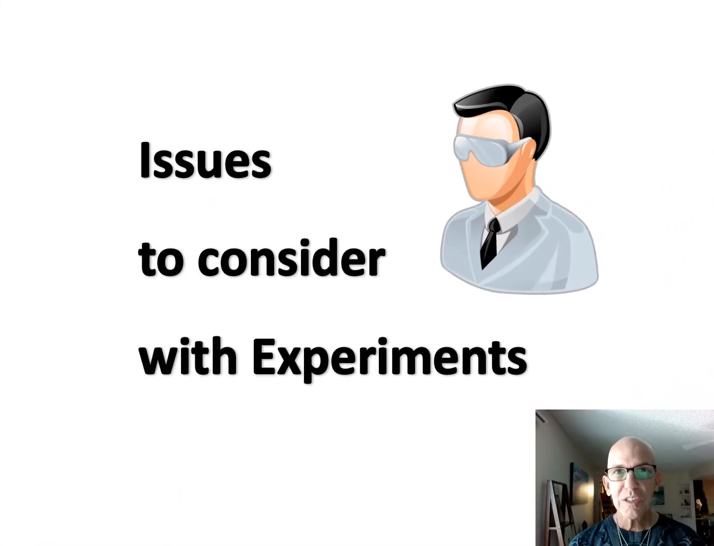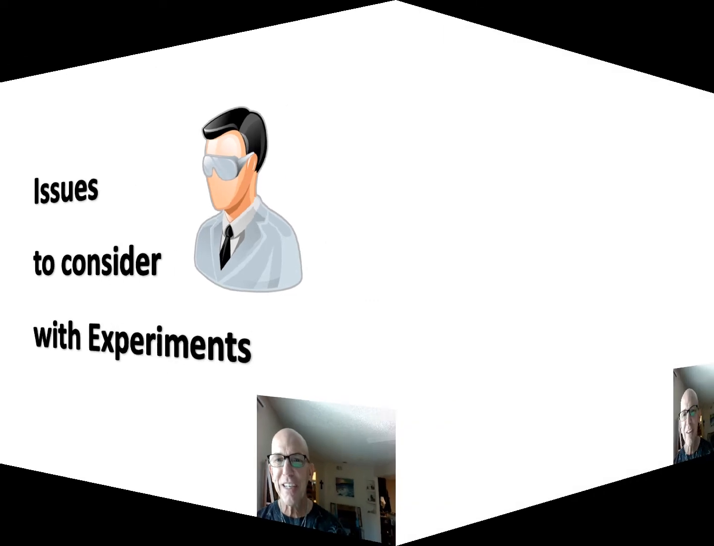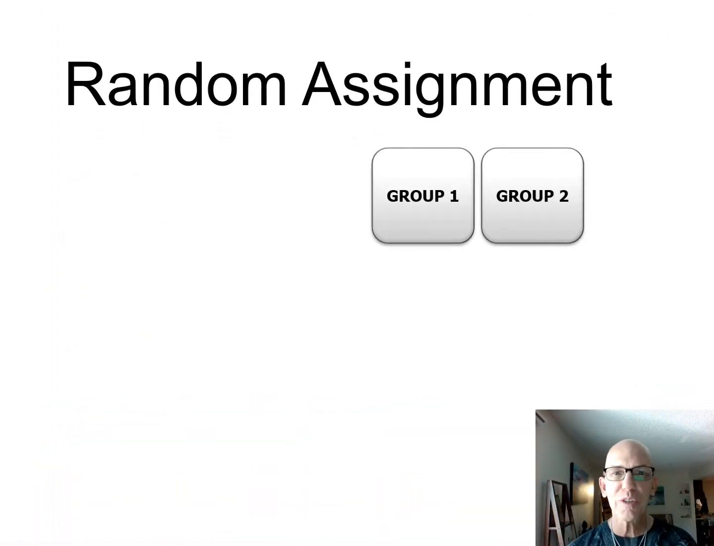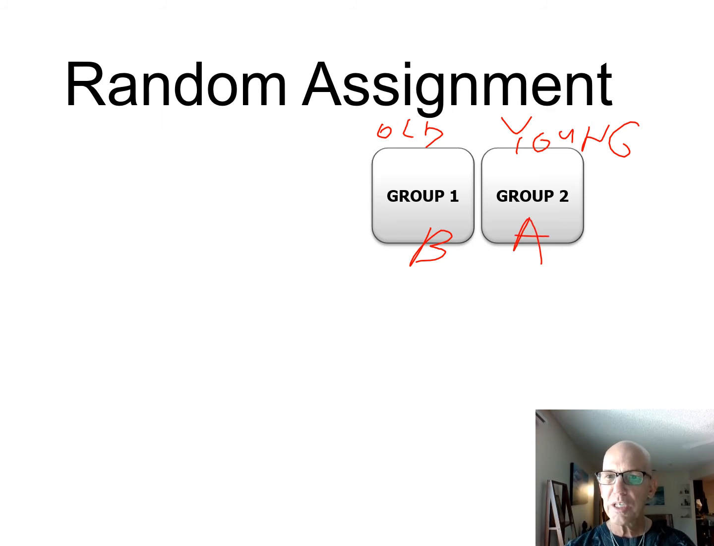Okay, some issues to consider with experiments. I'm going to get through this as fast as I can, but we create groups in our studies. I mentioned this with the drug example. What if I had two groups and I compared drug A versus drug B? What if I had inadvertently put all the old people in this group and all the young people in this group? And then I say, see, pill B is sucky, pill A is great.